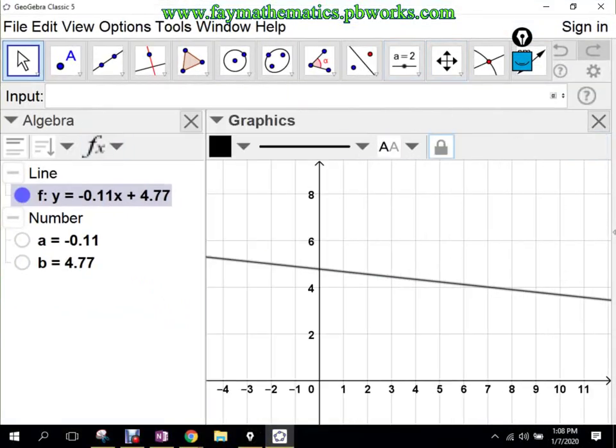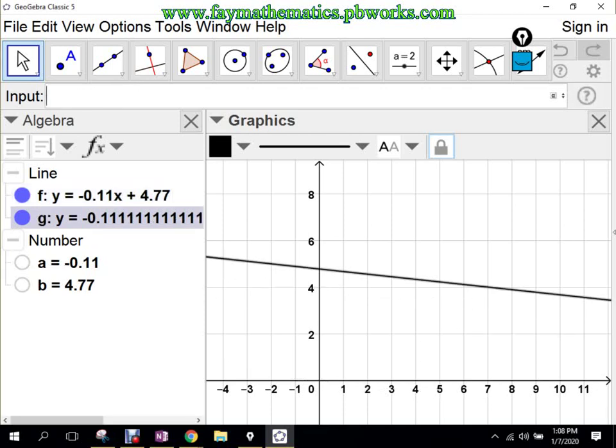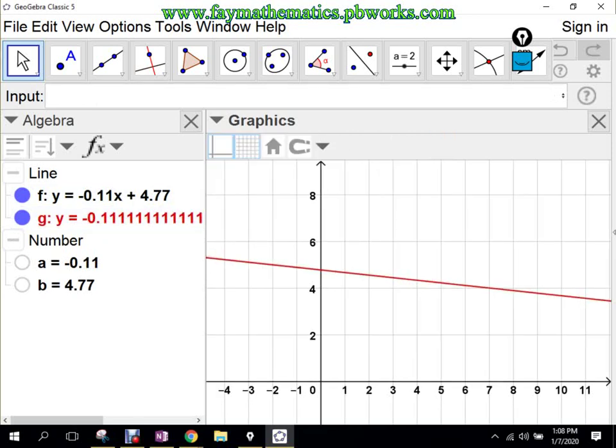Now, that line is very similar to this line, which is what we came up with algebraically, right? And we'll make it red. So I can toggle these back and forth. You can see that they are very close to being the same line, right? And at this view, it looks like they're exactly the same line.